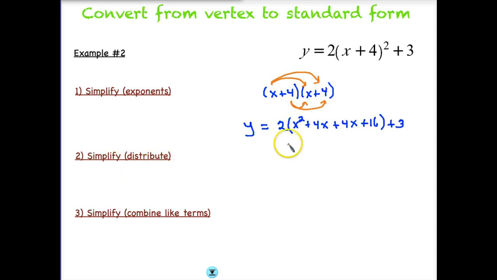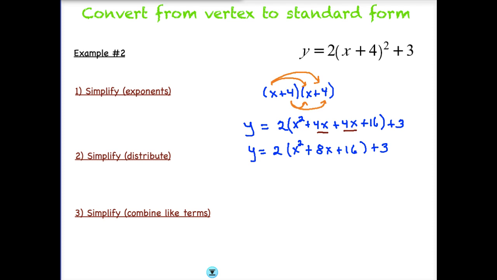And what I'm going to do before I distribute is I'm going to combine my 4x terms together because it'll make it a little bit simpler when I distribute. I won't have to distribute to as many terms. So let's go ahead and combine those in this problem. So before we simplify, I'm going to rewrite this and make it a little bit simpler. So I've got the 2 still. I've got the x squared. 4x plus 4x gives me 8x. And then I still have the plus 16 on the end. And then outside of the parentheses, I've got the plus 3.